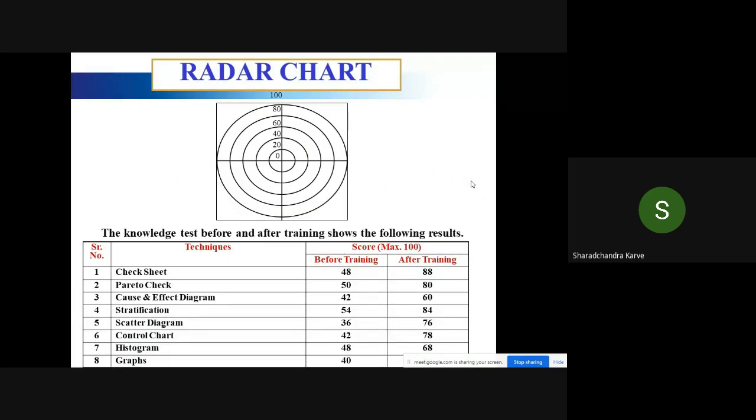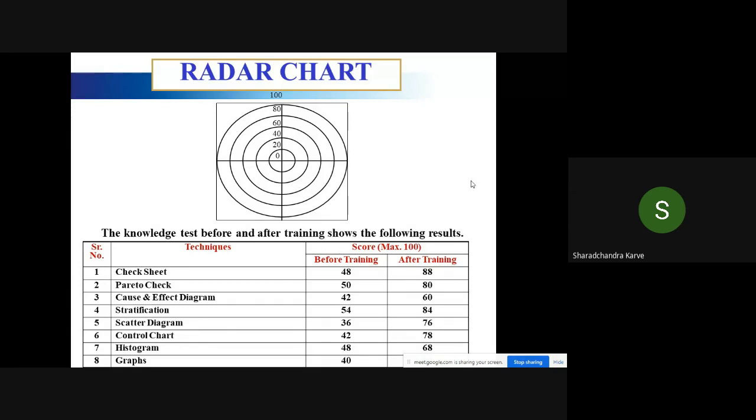suppose you have 8 topics and you want to understand the score before training and the score after training. So you have 8 topics, you conducted a test before training, you conducted a training, and then see how much is the score after that. This can be put on the radar chart. You have basically 0 to 100 because your maximum score is 100. If your maximum score is 50, you can scale it like that.